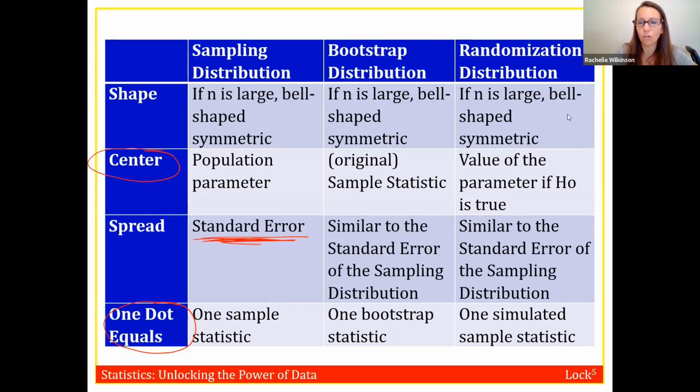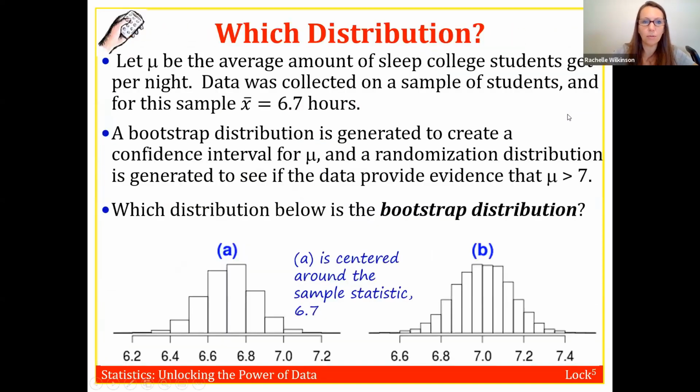So going back to my example here, it tells me that my original sample statistic is 6.7. So A is the distribution here that is centered at 6.7. So I know that one is my bootstrap distribution. If I look over here, it says we could do a hypothesis test, and our hypothesis test would be looking for evidence that mu is greater than 7. That means that the null hypothesis would be that mu equals 7. And you can see that distribution B here is centered on the value under the null hypothesis. So B would be the randomization distribution.